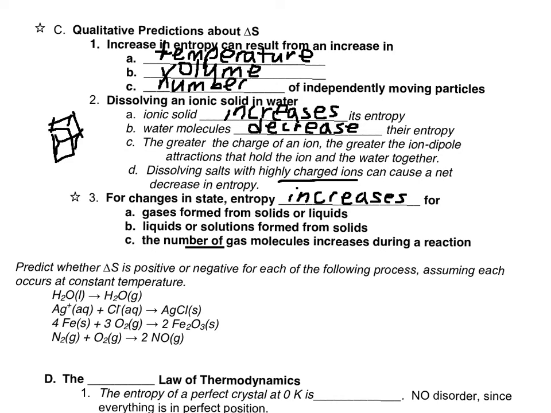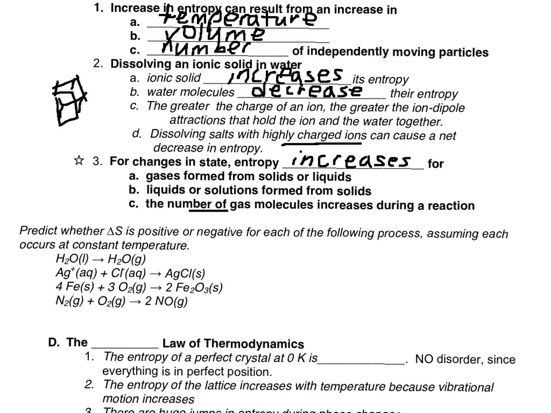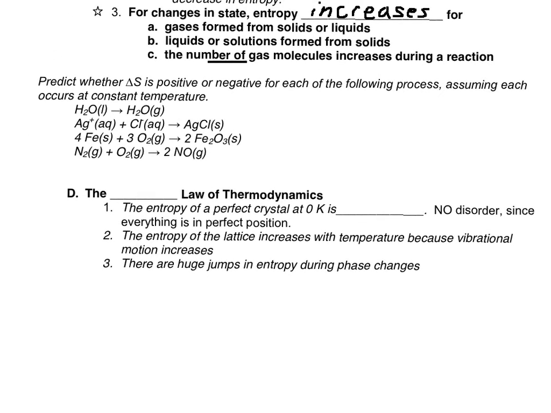Now, what you guys will often be asked to do is to predict qualitatively whether or not delta S is positive or negative, or if it's undergoing an increase or decrease in entropy. So let's see how to do that. So here you have liquid water turning into gaseous water. Since it's going from a liquid to a gas, that means it's increasing its disorder. Since it's increasing its disorder, that means delta S is going to be positive.